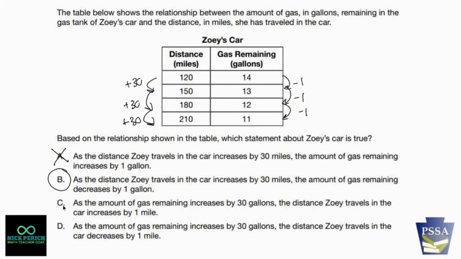So why are these wrong? As the amount of gas remaining increases by 30 gallons, the distance, wait a minute, no. So gas is going to go up in your car by 30 gallons? That doesn't even make sense. And as the amount of gas remaining increases by, no, stop it. So the only one that makes sense is B.